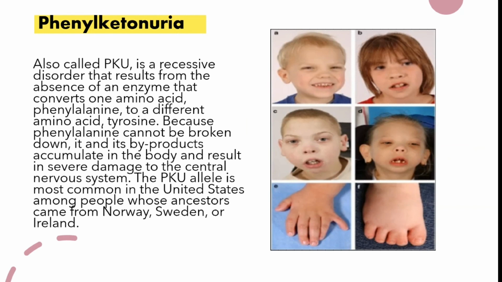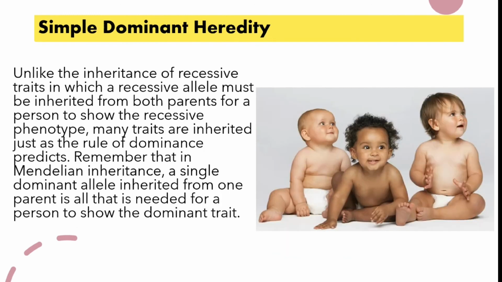Phenylketonuria, also called PKU, is a recessive disorder that results from the absence of an enzyme that converts one amino acid, phenylalanine, to a different amino acid, tyrosine. Because phenylalanine cannot be broken down, it and its byproducts accumulate in the body and result in severe damage to the central nervous system. The PKU allele is most common in the United States among people whose ancestors came from Norway, Sweden, or Ireland.